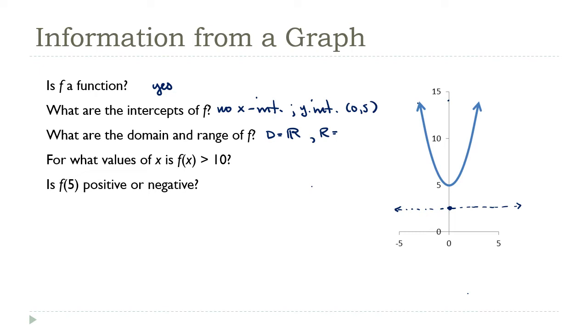So the minimum y value is right here. Again, we're estimating it to be 5. And if you pick any y value greater than that, and start going over to the right or the left, you will eventually hit the graph. So the range is going to be all numbers from 5 up to plus infinity.